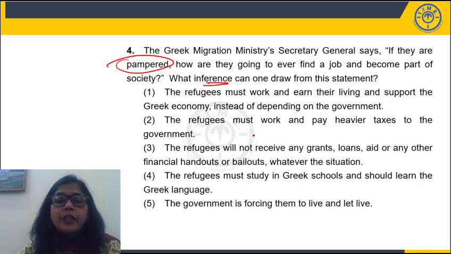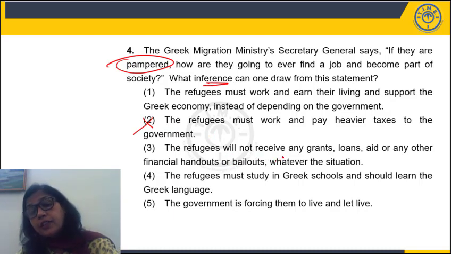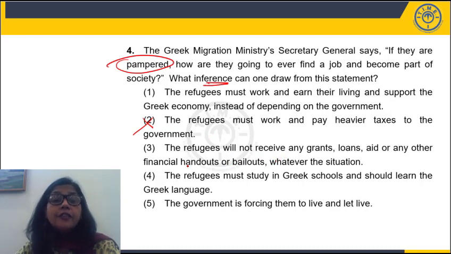The refugees must work and pay heavier taxes to the government. No. Refugees will not receive any grants, loans, aid, or any other financial handouts or bailouts, whatever the situation. Nothing extreme like that has been mentioned. The refugees must study in Greek schools and should learn the Greek language. This compulsion part is also not there, but they are expected to. That's another thing. The government is forcing them to live and let live. Too dramatic also. Yes, the correct answer here is 1.